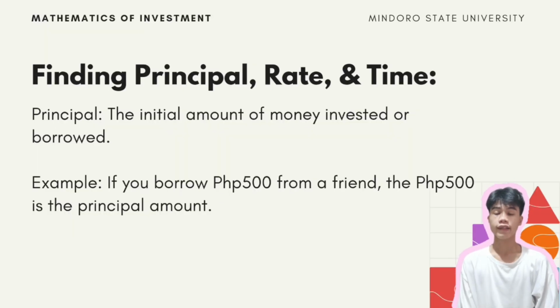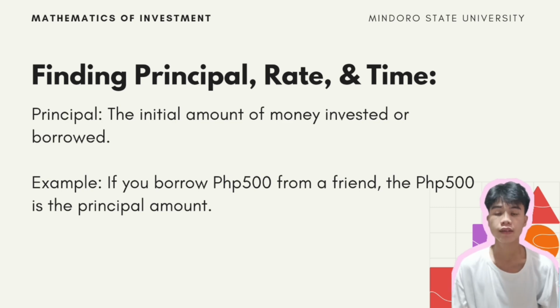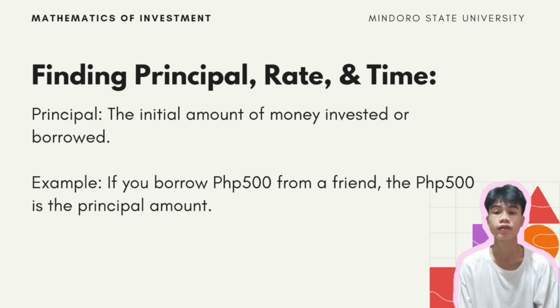Finding principal rate and time. So what is principal? Principal is the initial amount of money invested or borrowed. For example, if you borrow 500 pesos from a friend, then that 500 pesos is the principal amount.